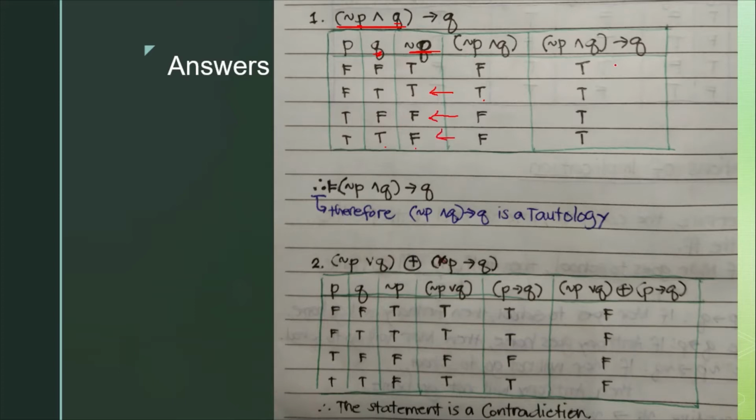Now, all of the possible combinations are true. That would mean that this compound statement is a tautology. So we have this final answer. Therefore, if not P and Q, then Q is a tautology.